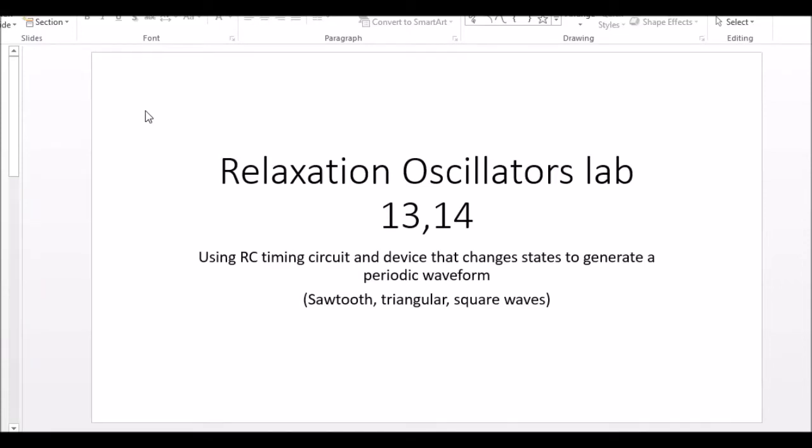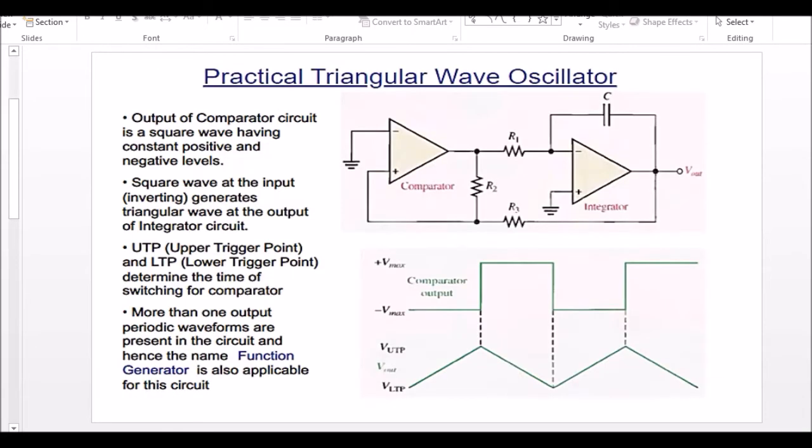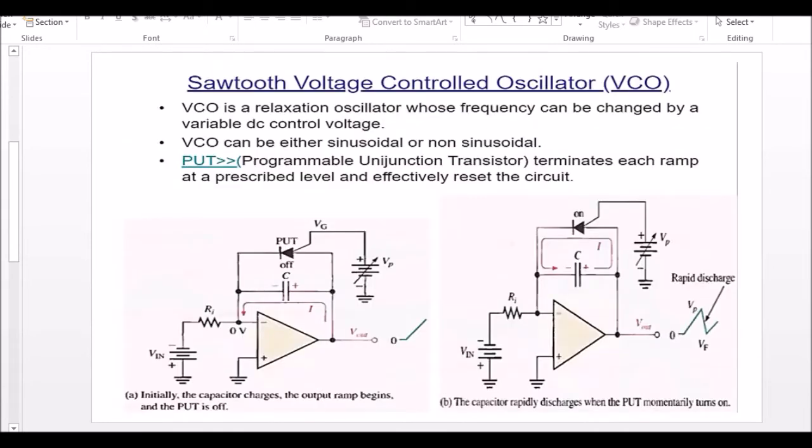Assalamualaikum. We will be covering the other two sets of relaxation oscillators today. We covered the triangular waveform generating relaxation oscillator, but today we will be covering the ones which produce a square waveform and a sawtooth waveform, right? So let's move toward that specified oscillator.